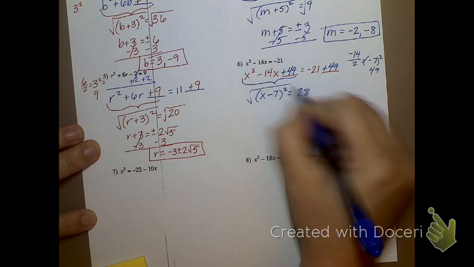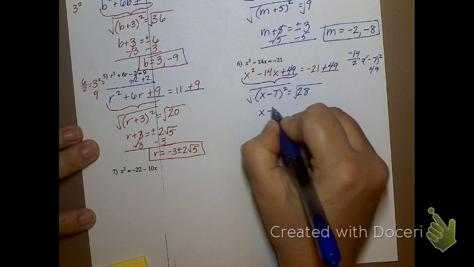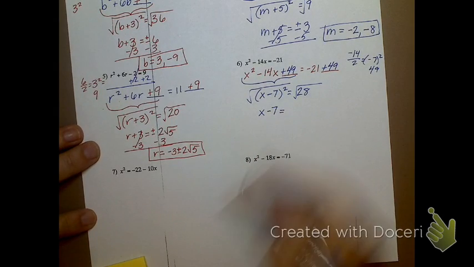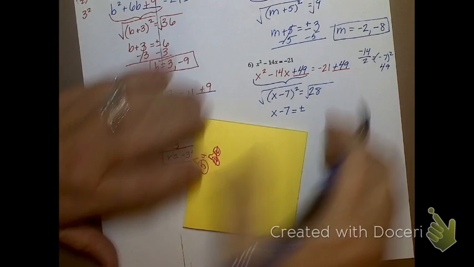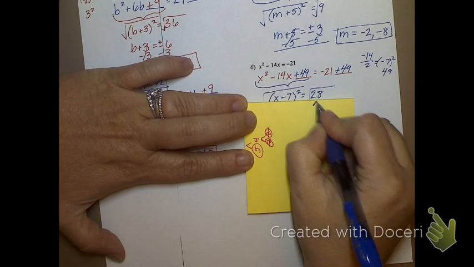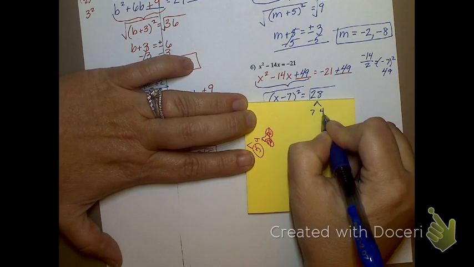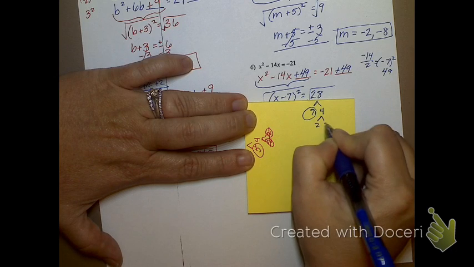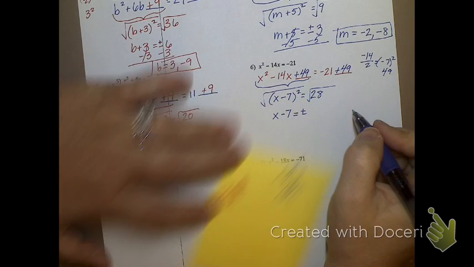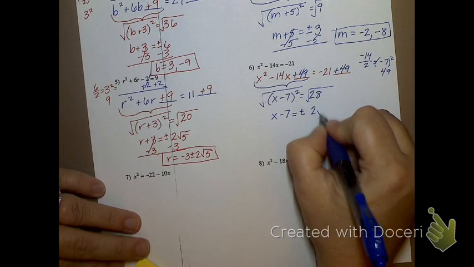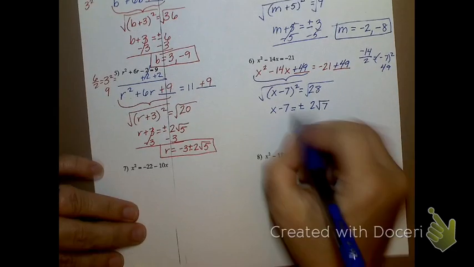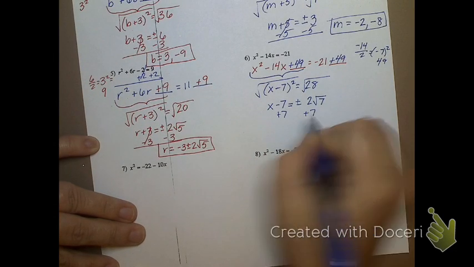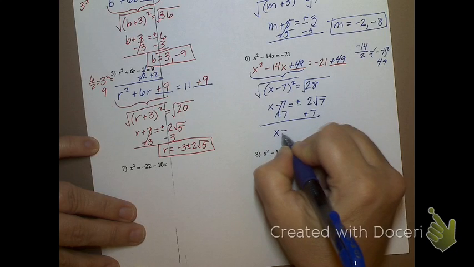So now I'm going to square root. X minus 7 equals plus or minus what? 2 root 7. 28 breaks down into 7 and 4, 2 and 2, so I've got 2 rad 7. Yep. 2 rad 7. Add 7. So I get x equals what? 7 plus or minus 2 rad 7.